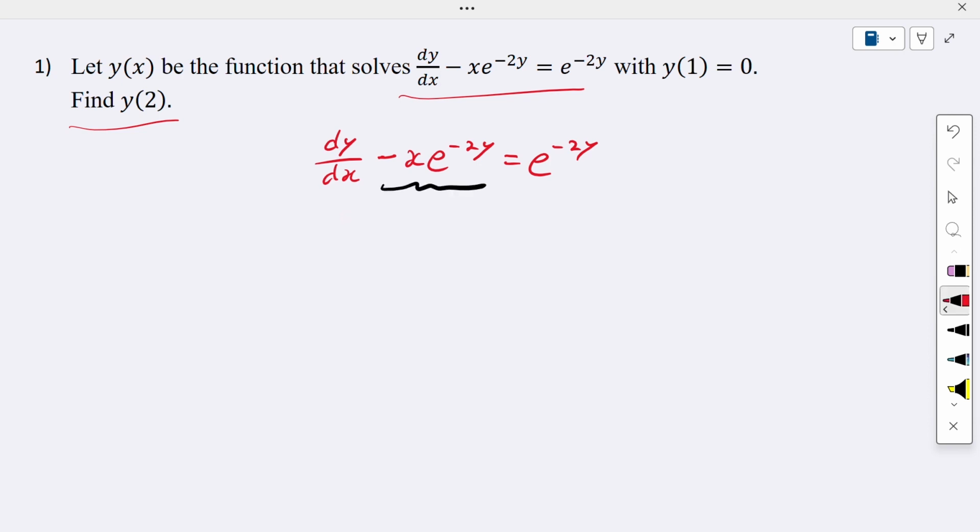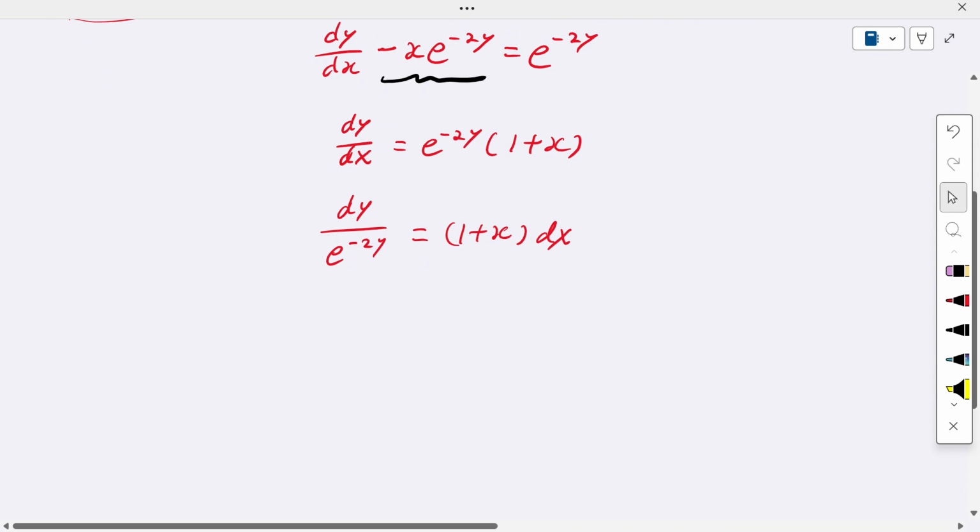So here we have dy/dx. So in this case, we can factor out e^(-2y) and 1 plus x. So this is just a separable differential equation. So we can move down the e^(-2y) here. And then this will be just (1 plus x) dx.